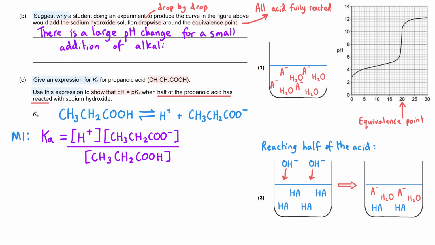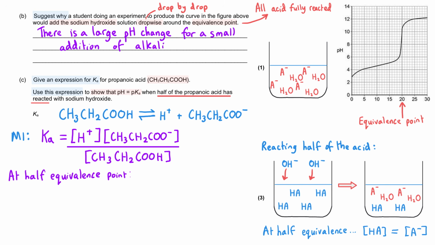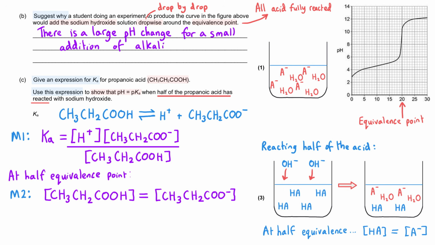And so at the half equivalence point, the concentration of undissociated acid HA will be equal to the concentration of the salt, A minus. And so to personalise this to propanoic acid, as per this question, at the half equivalence point, the propanoic acid concentration will be equal to the propanoate ion concentration. And since they are both present in the Ka expression, one in the numerator and one the denominator, they will cancel out. And so that means that Ka will be equal to the hydrogen ion concentration.